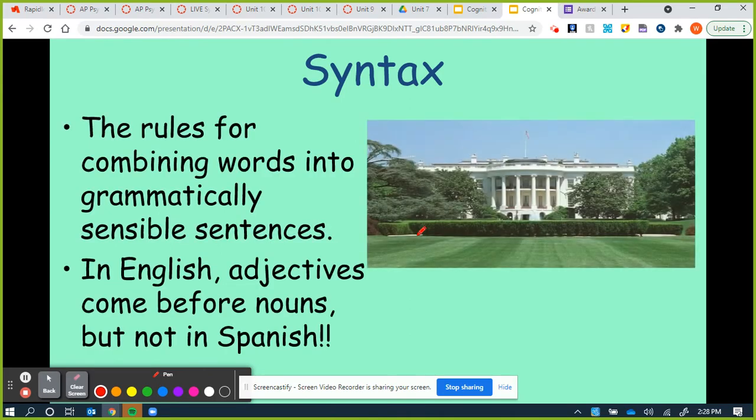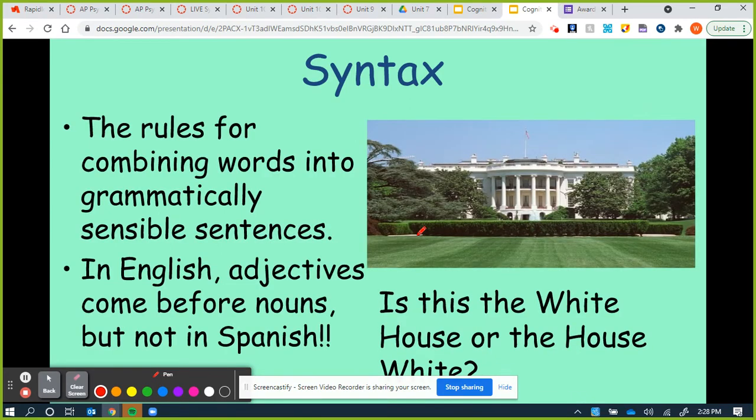Syntax then is just the order. Syntax is what we generally think of as grammar, right? But grammar is the broad term. Syntax is the order in which we put words in sentences. Like the difference in where in Spanish we put an adjective versus in English you put an adjective. In German, if you have a second verb in a sentence, it goes at the end of the sentence.